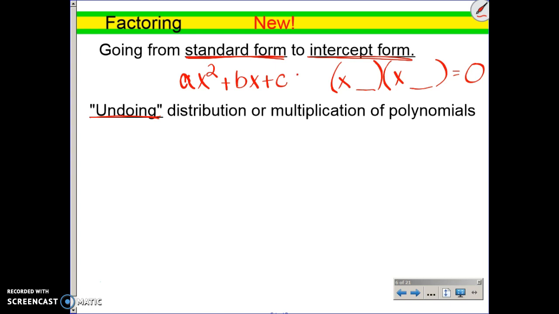Now these are the same thing. They're interchangeable. They're just different forms of the same equation. So what we're going to be doing is basically undoing distribution or FOIL or box method. We're undoing that. So you can think about it that way too. Feel free to pause here if you need to.